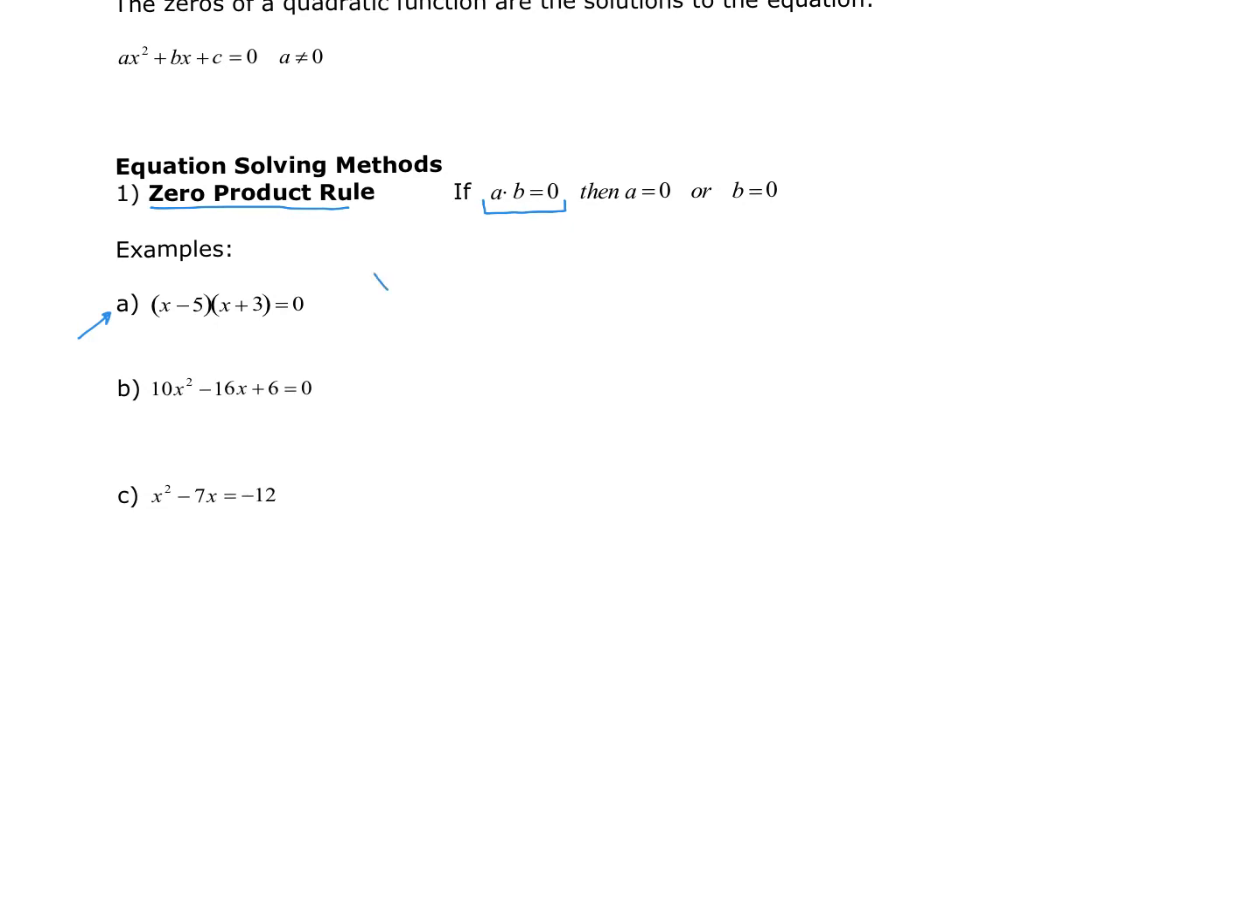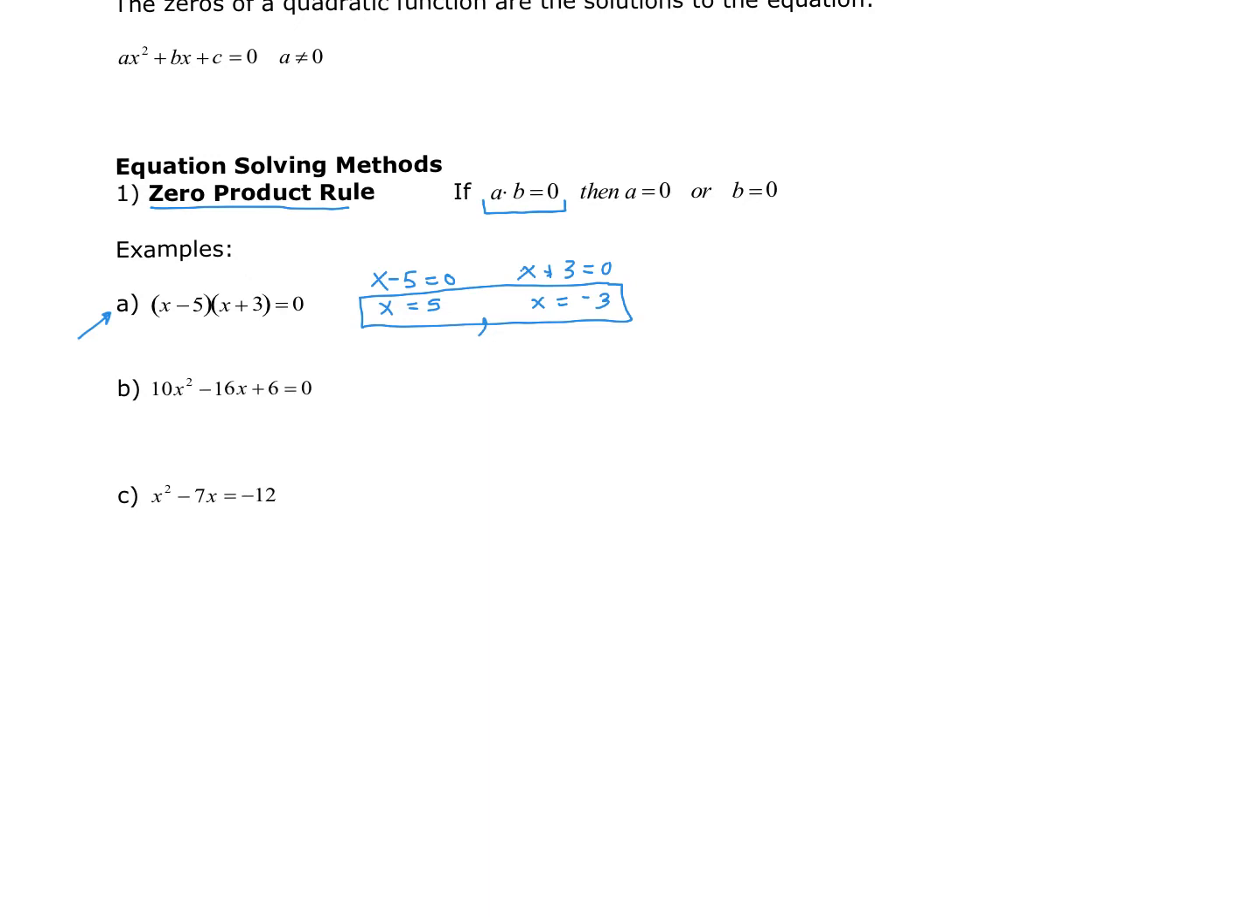So for our first example, this is already in factored form. So basically we just set x minus 5 equal to 0 and x plus 3 equal to 0. And when solving, we just get x equals 5 and x equals negative 3. So we actually get two answers. That's very typical for a quadratic, although sometimes we get only one answer, and even sometimes we get no answer. No real answer, I should say.